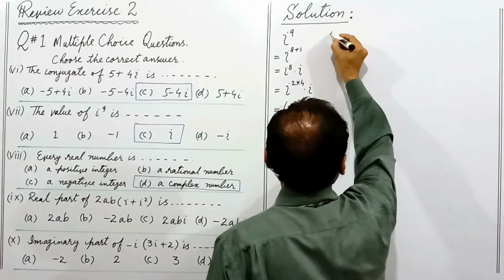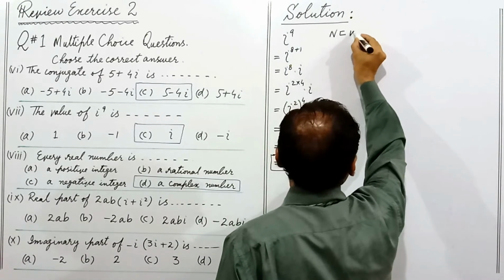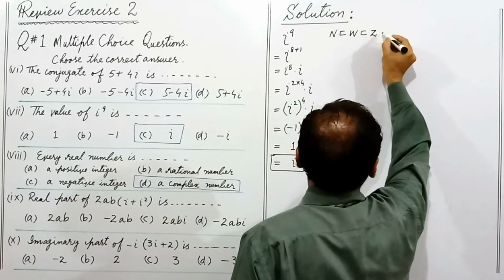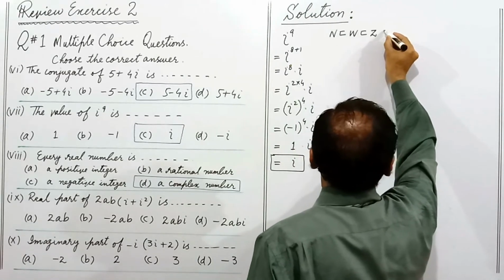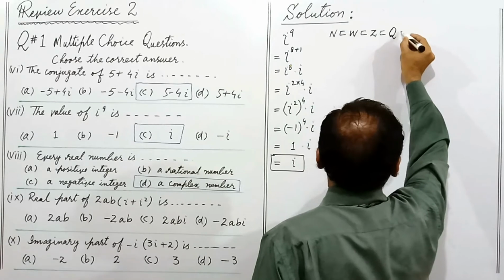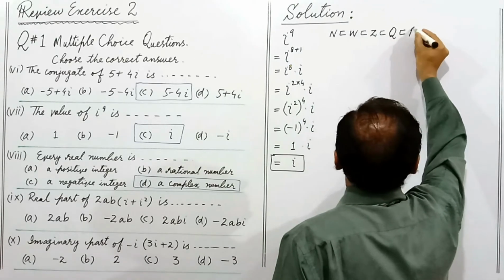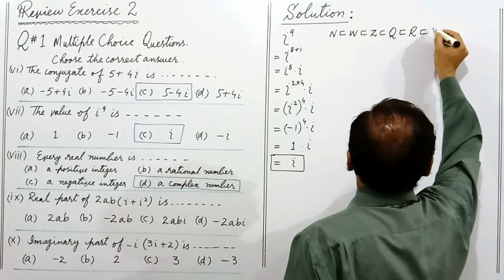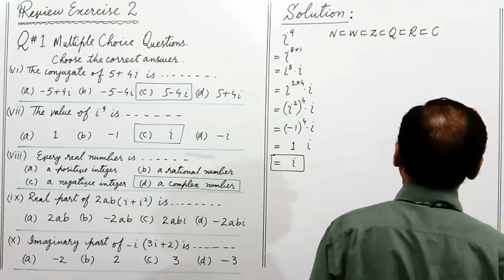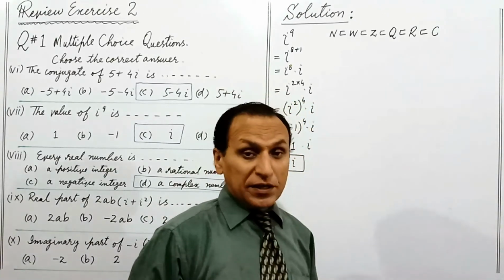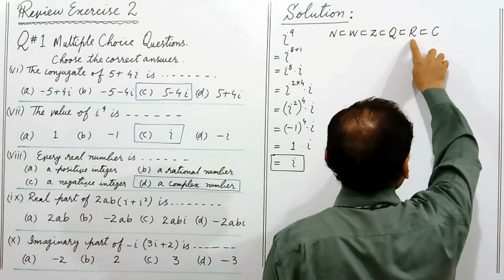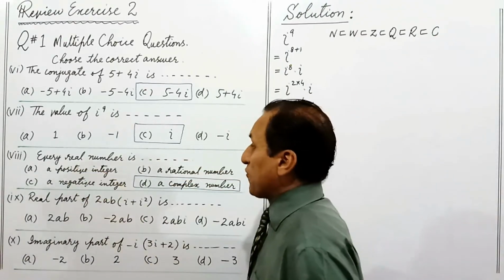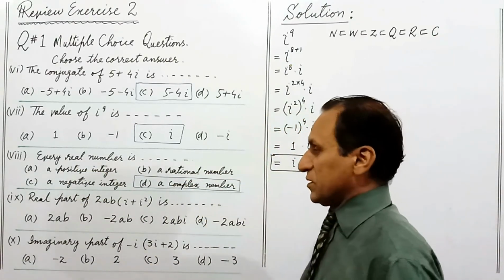the set of natural numbers is a subset of the set of whole numbers, and the set of whole numbers is a subset of the set of integers, and every integer is a rational number, and every rational number is a real number, and the set of real numbers is a subset of the set of complex numbers. So that is the idea which we learn. It means every element of the set of real numbers is also an element of the set of complex numbers. So that is what we read over here: every real number is a complex number.